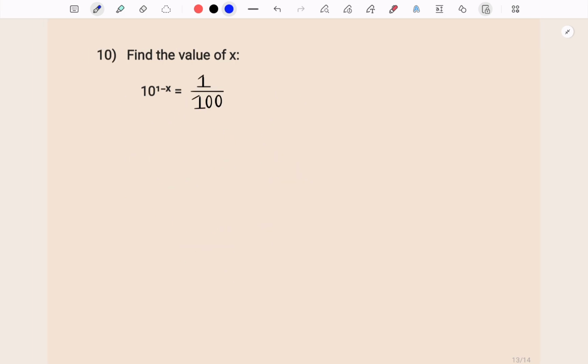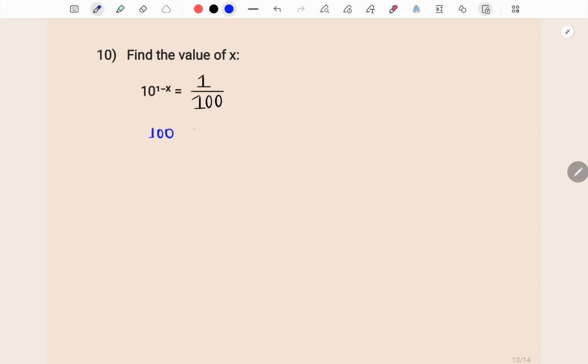Here we have another quite similar question. We need to find the value of x, and the equation is 10 raised to the power 1 minus x is equal to 1 over 100. So we will try to have similar bases across the whole equation. That's what we did in the previous example. Okay, so we have 100, right?